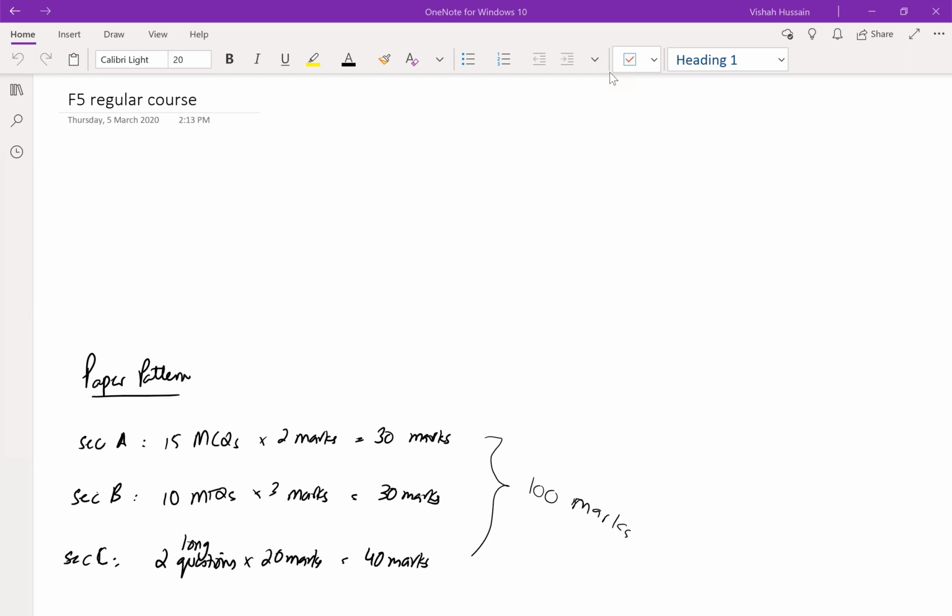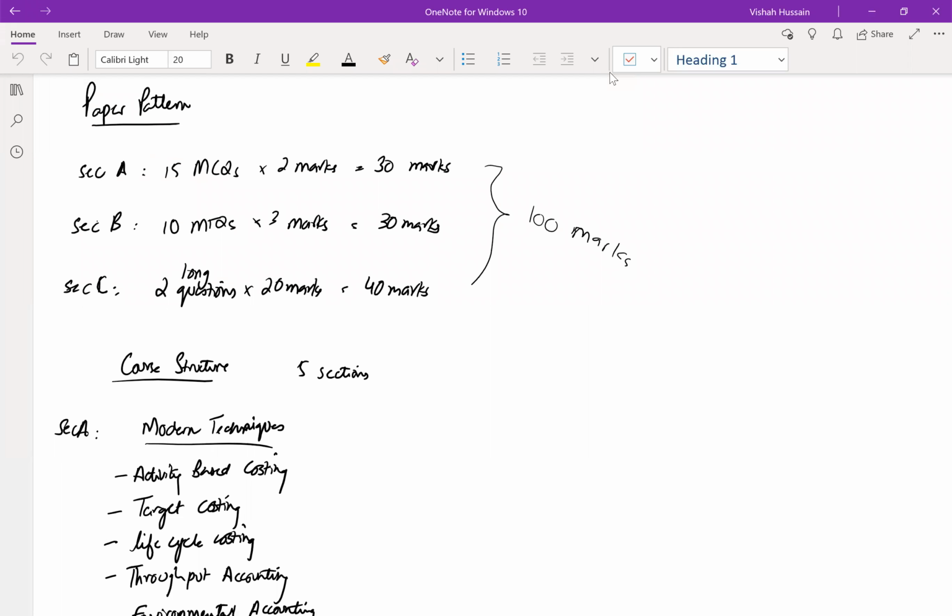So today we are starting off with the F5 demo. The paper pattern consists of three sections: Section A, Section B, Section C. 15 MCQs, 2 marks each, will come in Section A, 30 marks in total. In Section B, 10 MCQs will come for 3 marks each, that is going to make another 30 marks in total. Then Section C is going to comprise two long questions, 20 marks each, so that makes it 40 marks. In total, the whole paper is going to be of 100 marks.